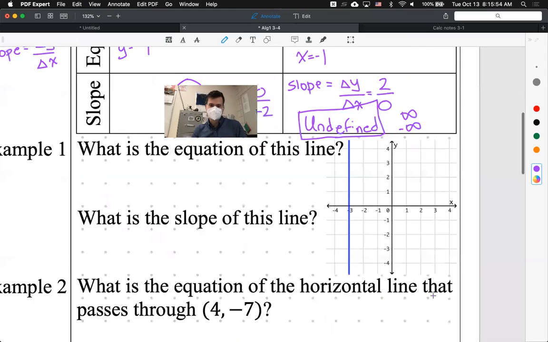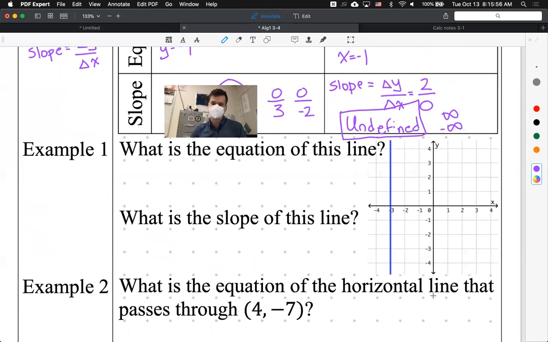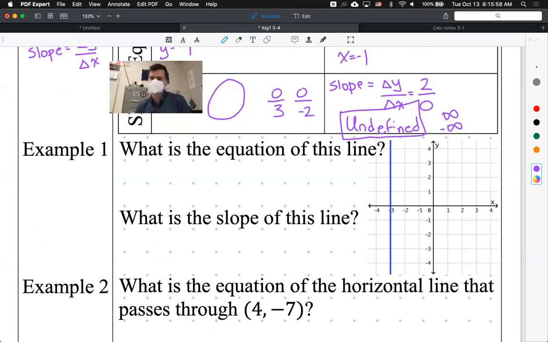Example number 1. What is the equation of this line? So the first thing that you have to ask yourself is, is this vertical or horizontal? It's going straight up and down. Is that vertical or is that horizontal? So everyone hold up fingers. 1 is vertical, 2 is horizontal. Is it vertical or is it horizontal? The ones have it. It is vertical. Okay, vertical. Now, is that an x equals 2 or a y equals 2?